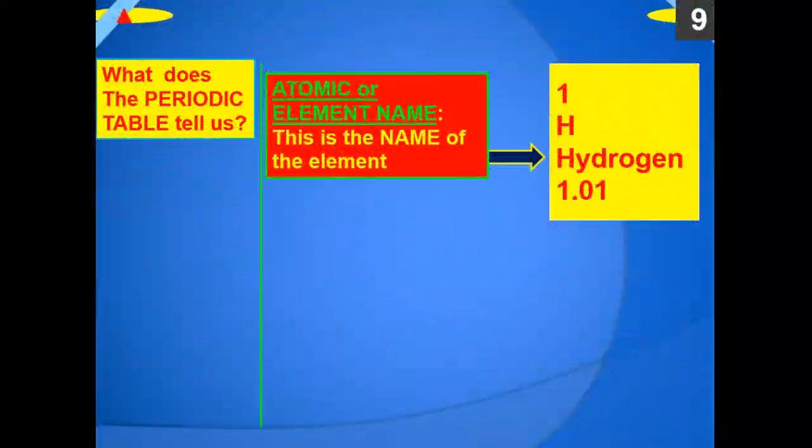Okay, third is the name. Most periodic tables will include this, some don't, but it's the actual name of the element.